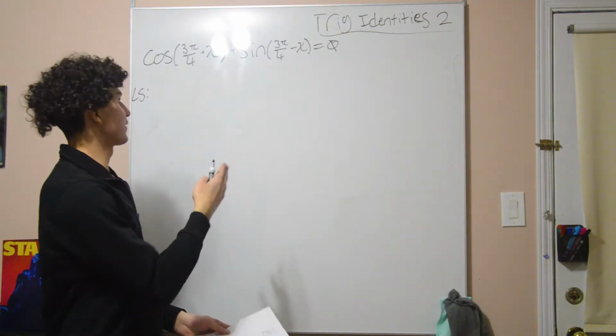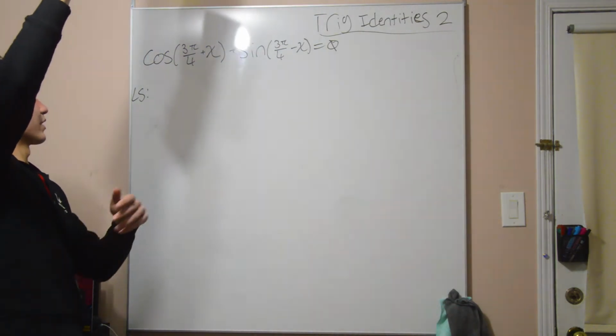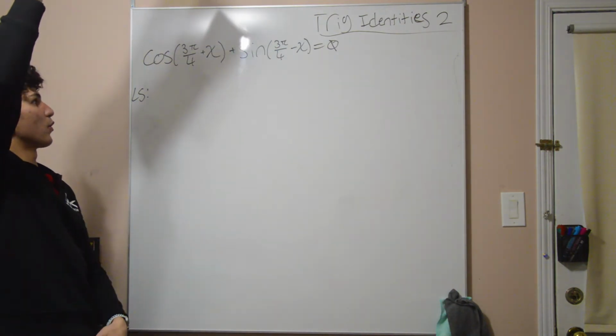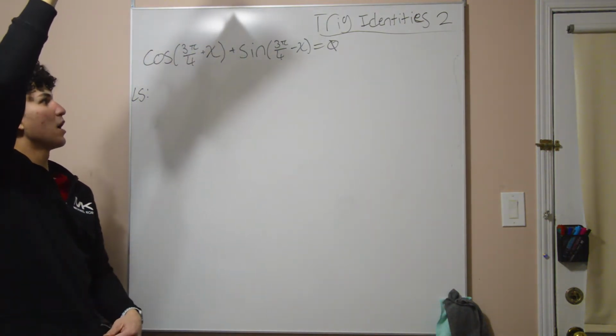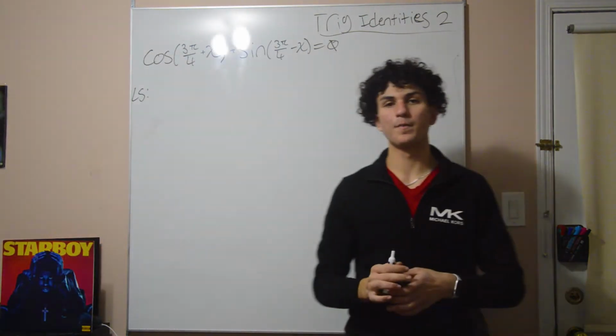Okay, now let's take a look at the second one. I'm sorry about the lighting problem. There, I think that fixed it. But anyway, it's cos of 3 pi over 4 plus x plus sine of 3 pi over 4 minus x. All that equals 0.